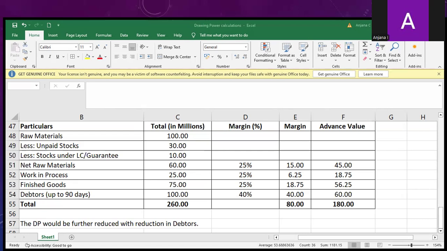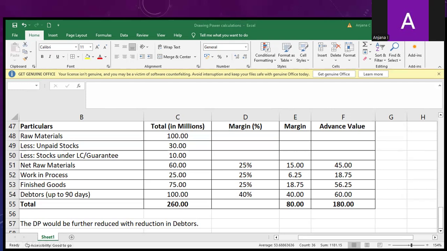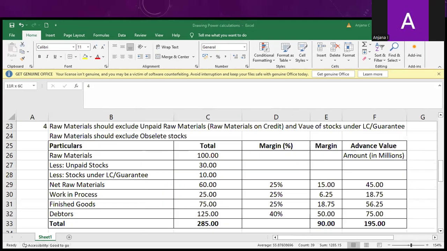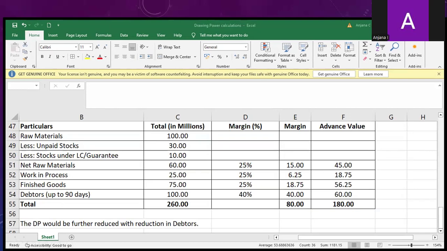So accordingly, you would come to know that as the quantum of debtors reduces, the quantum of drawing power would also be reduced. See, in the above case, when the value of debtors was 125, the drawing power we were getting is 195. Whereas when the quantum of debtors reduced to 100, the drawing power came down to 180. So these are the few concepts that we need to understand before calculating the drawing power.